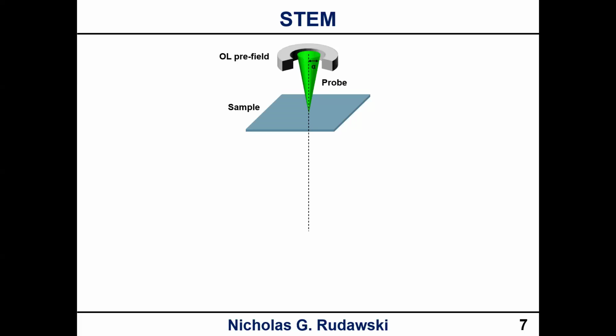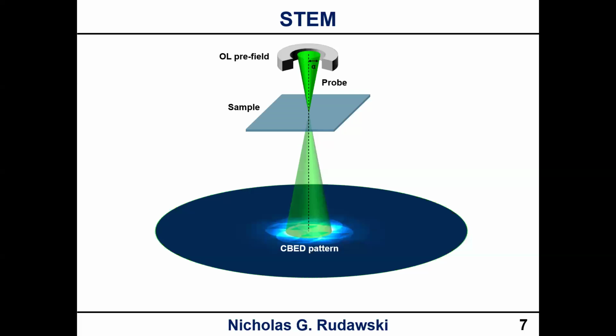If our sample is, again, crystalline, we end up with a diffraction pattern that comes out the other side of the sample. Just like we had before, we have Bragg and direct components. But because we have a converged beam, we don't see focused spots anymore. What we see are actually disks. Our diffraction pattern becomes what's called a convergent beam electron diffraction pattern, or a CBED pattern.